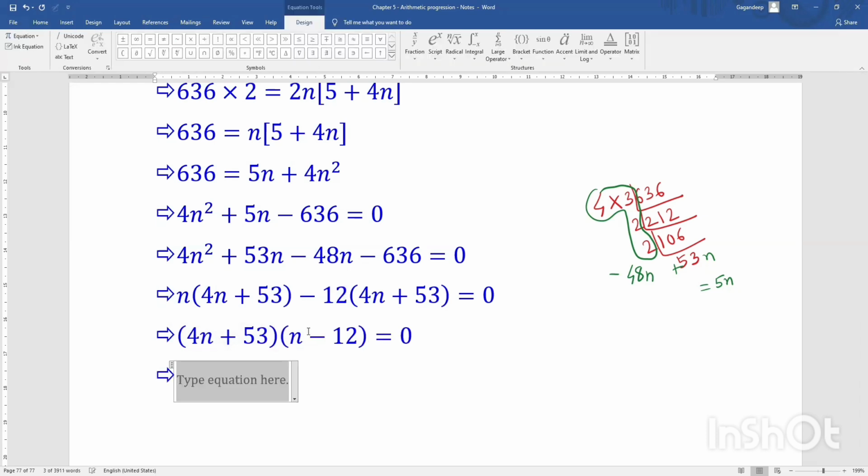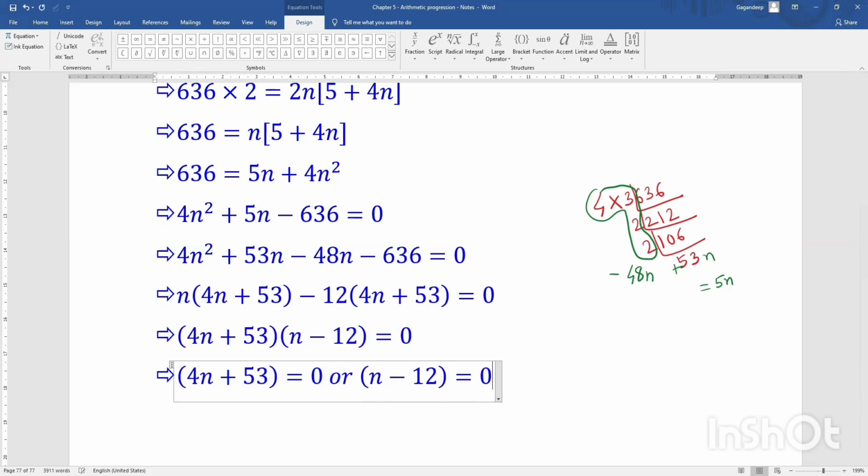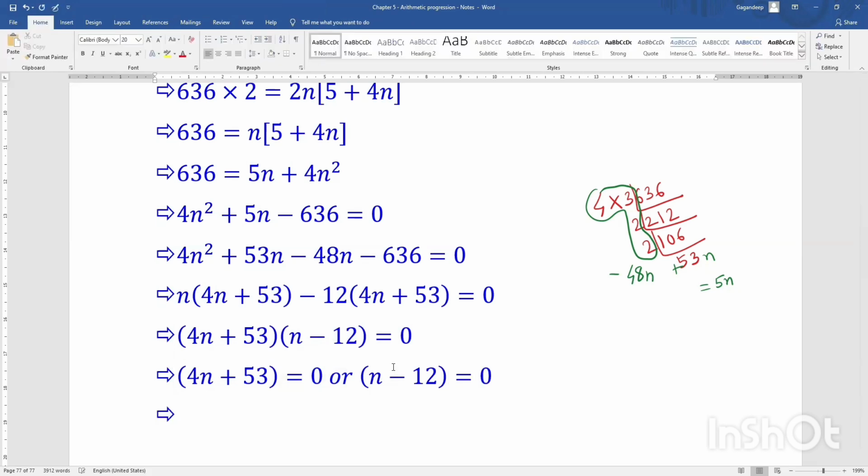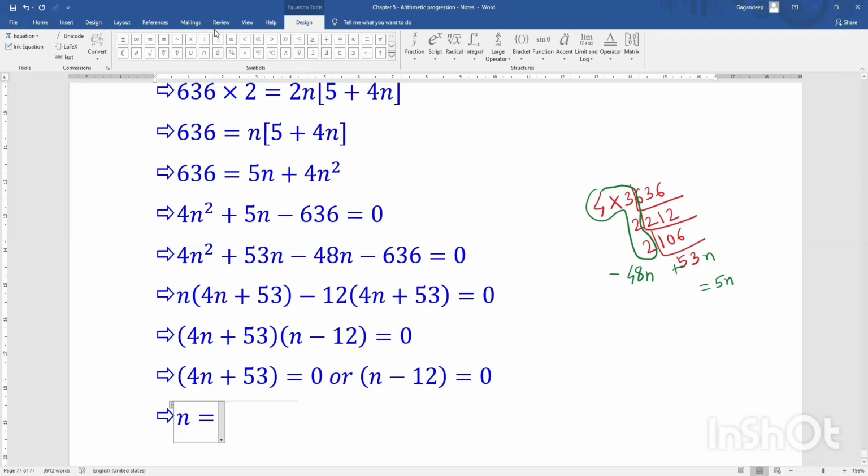Or what we can write is, we are going to individually equate each of the factors to 0. So 4n plus 53 equals to 0, or n minus 12 equals to 0. So here we get n as minus 53 by 4, or n is equal to 12.